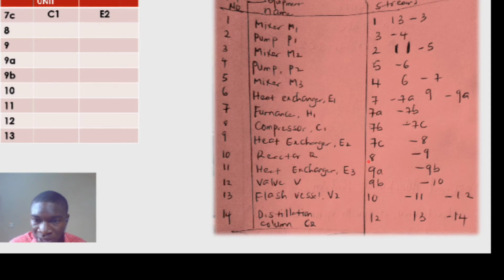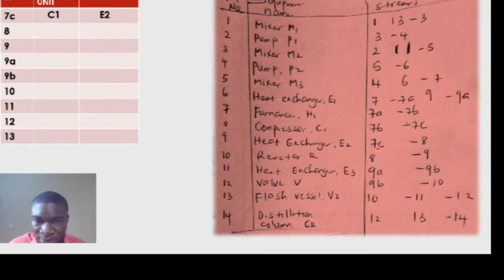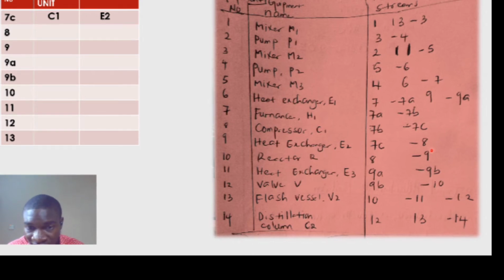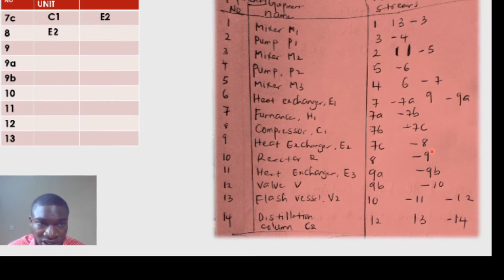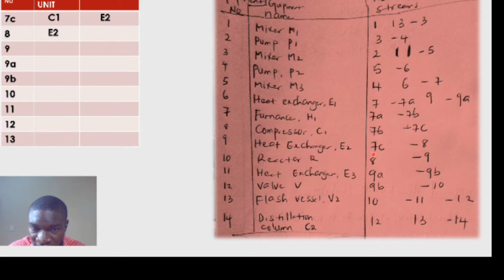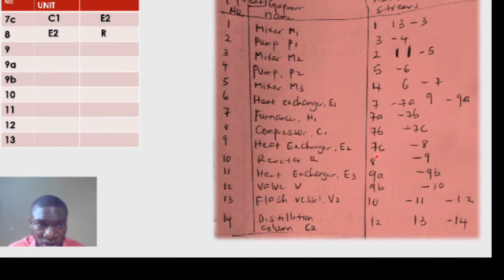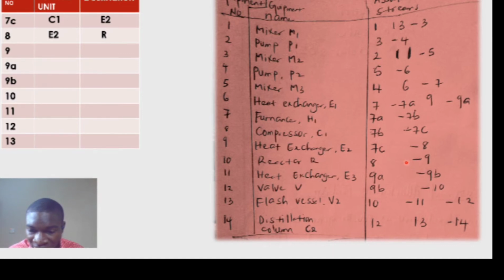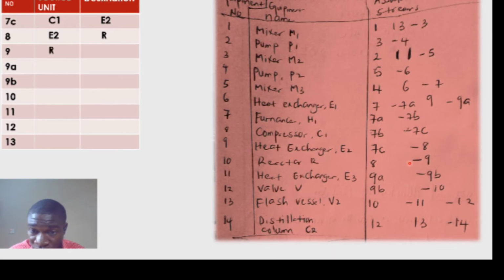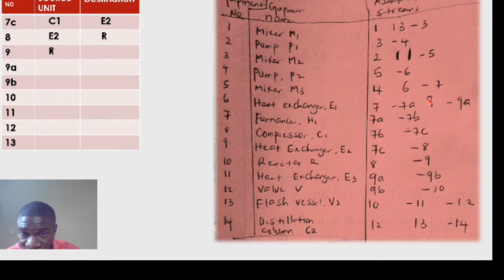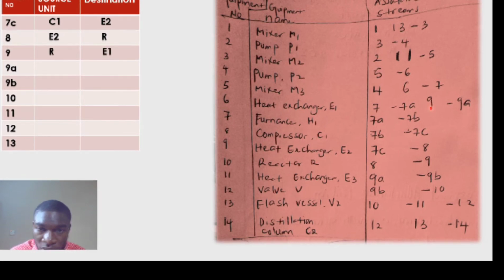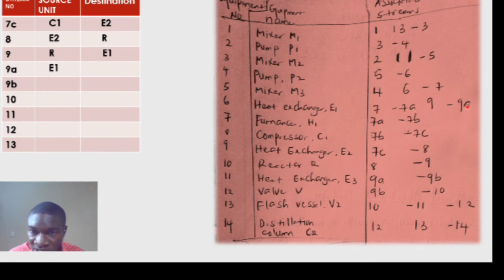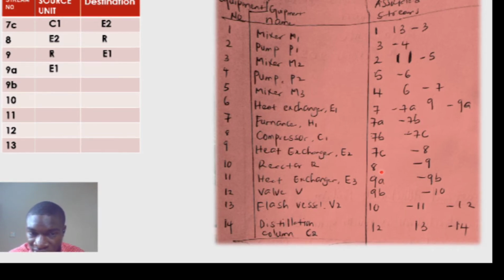Okay, so the reactor now. Let's check stream number 8. Negative 8 is E2, that's the source. Positive 8 is the reactor, R. Negative 9 is the reactor as well, R. Then positive 9 is the heat exchanger, E1. Negative 9A is the heat exchanger, E1. Positive 9A is the heat exchanger, E3.